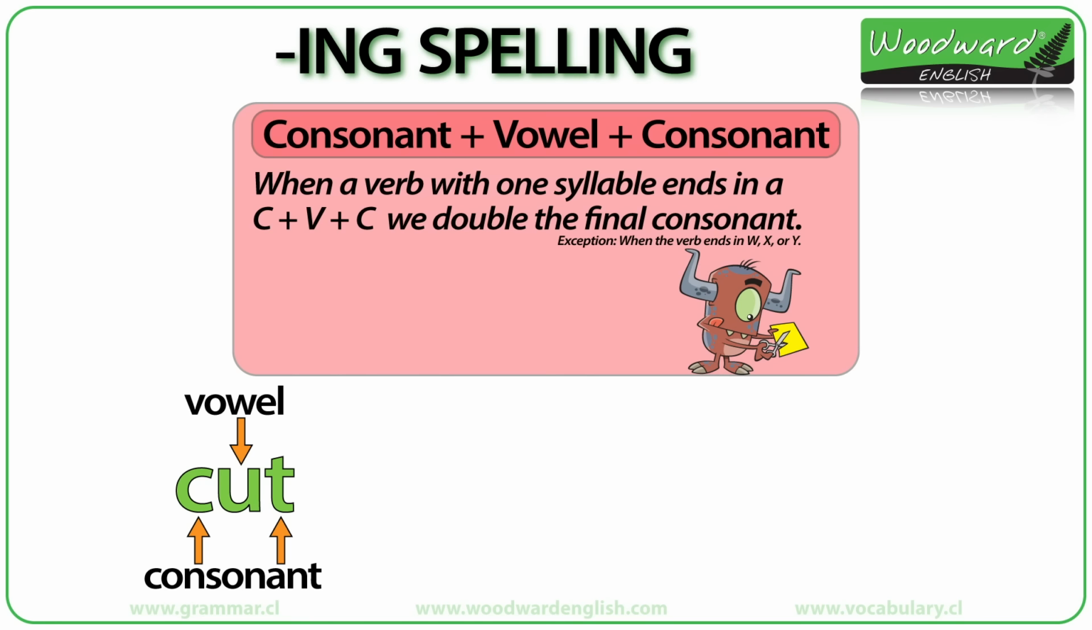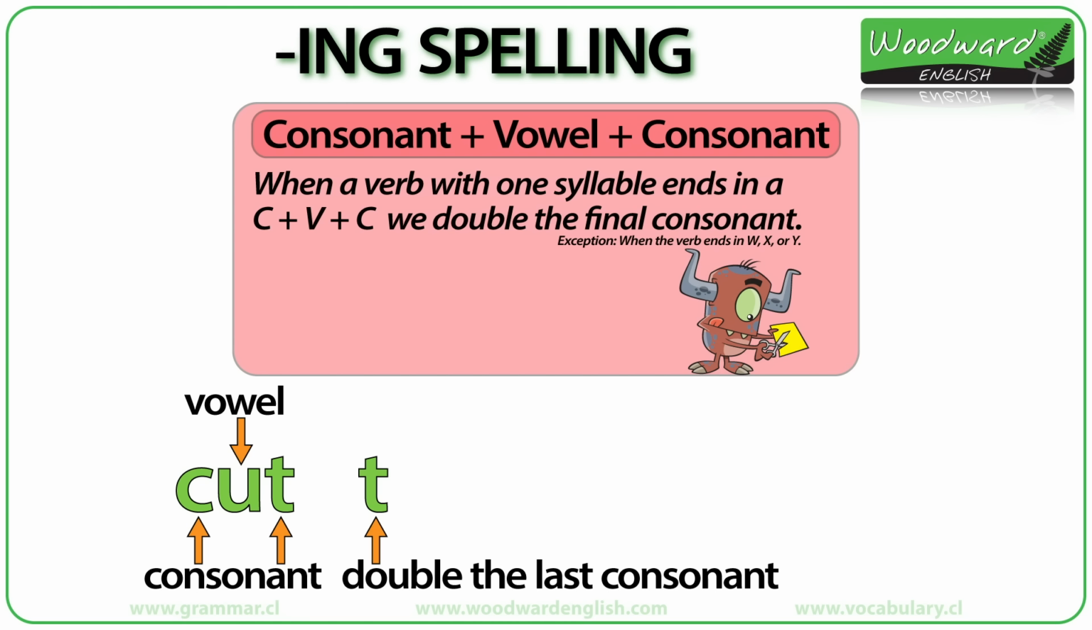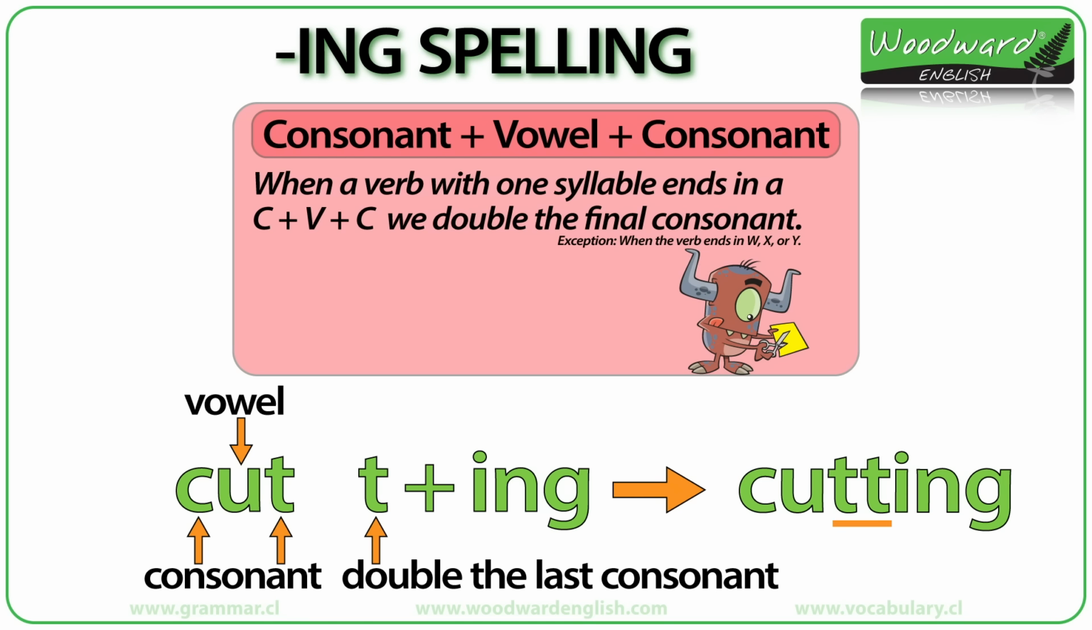What do we do? We double the final consonant, T, which now gives us two T's. Then we can add the ing. So now cut becomes cutting, with two T's in the middle. Let's see some examples of one-syllable verbs ending in a consonant, vowel plus consonant. Cut, run, and stop. We double the final consonant and add ing to the end of them.